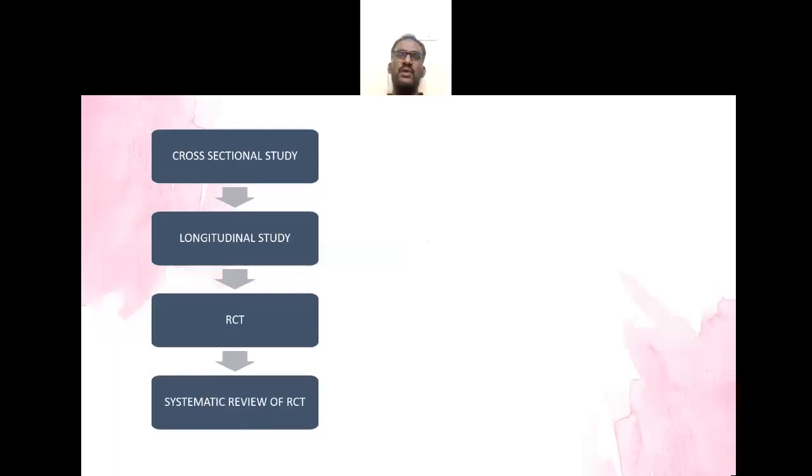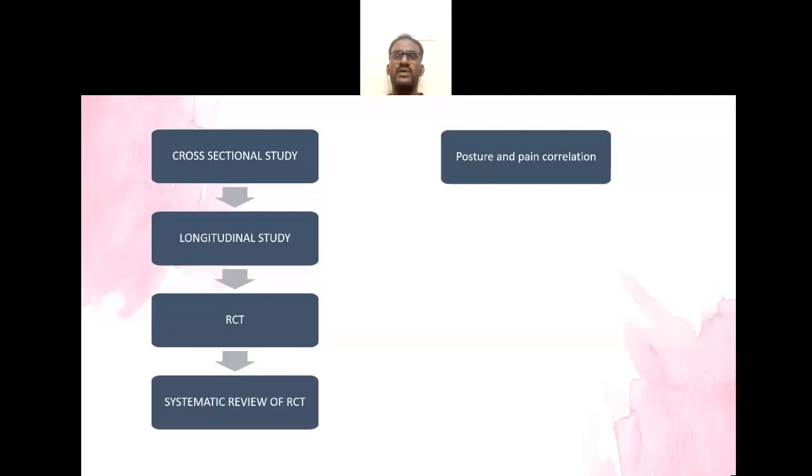Then we have to define treatment protocols, so that treatment efficacy can be examined via RCTs. When the treatment is effective via RCTs, and that is established via systematic reviews of RCTs, then we can say that the treatment is effective for that problem, and that can be implemented in our practice. I know this can be a little bit confusing. Let me explain the same thing with an example.